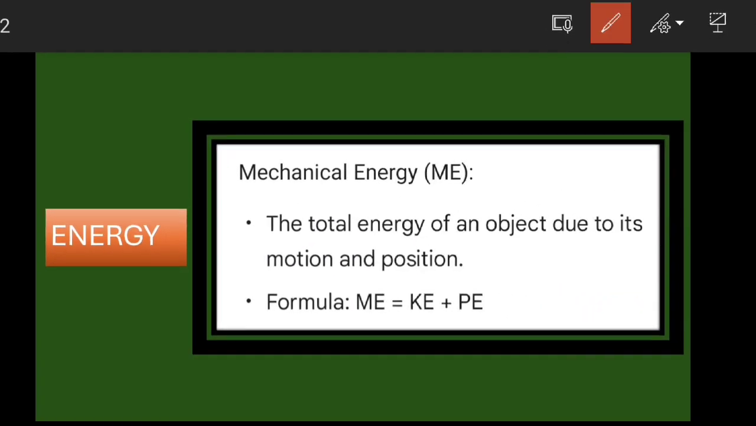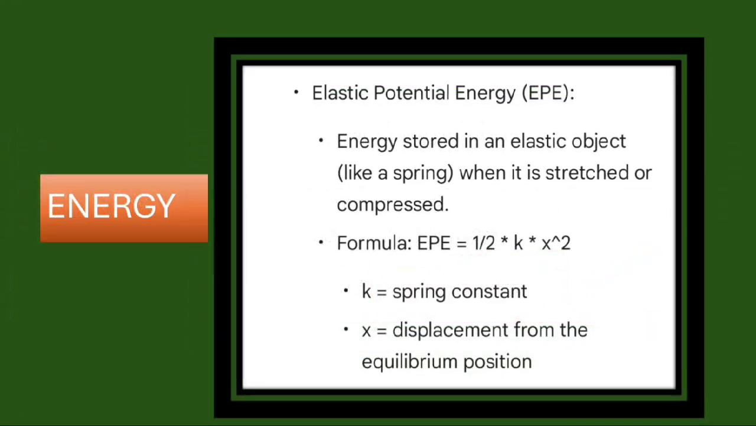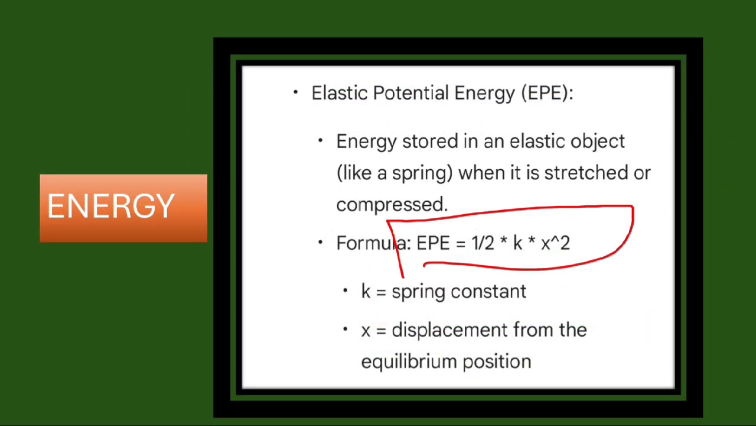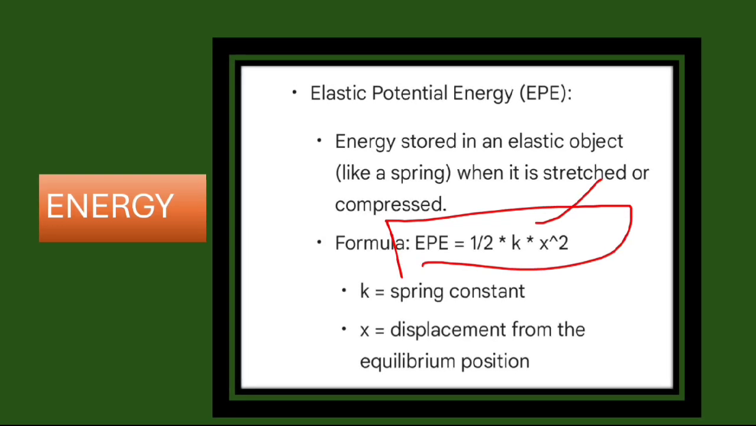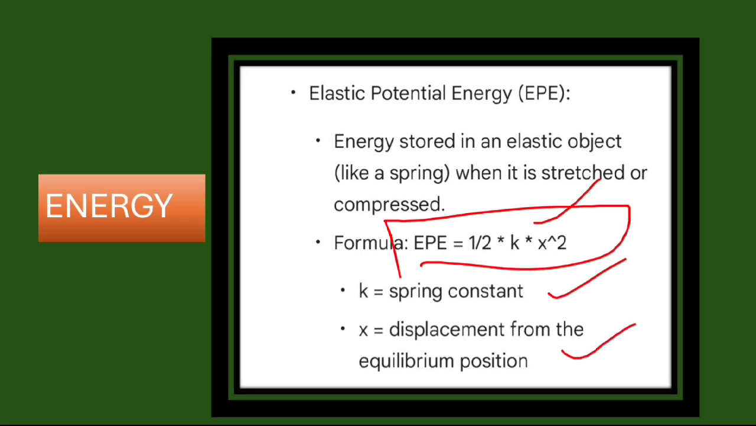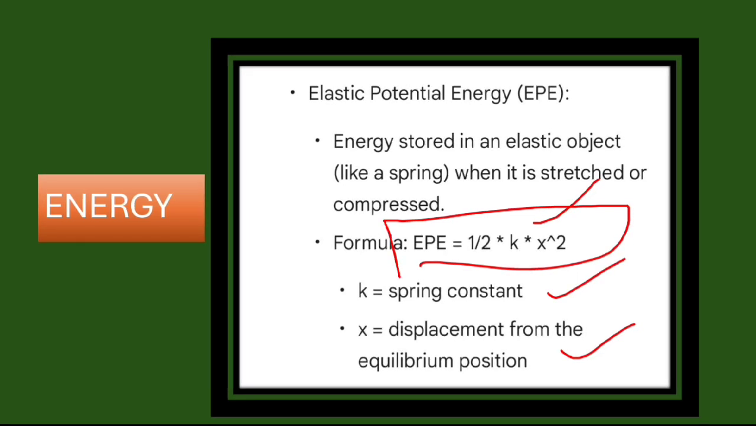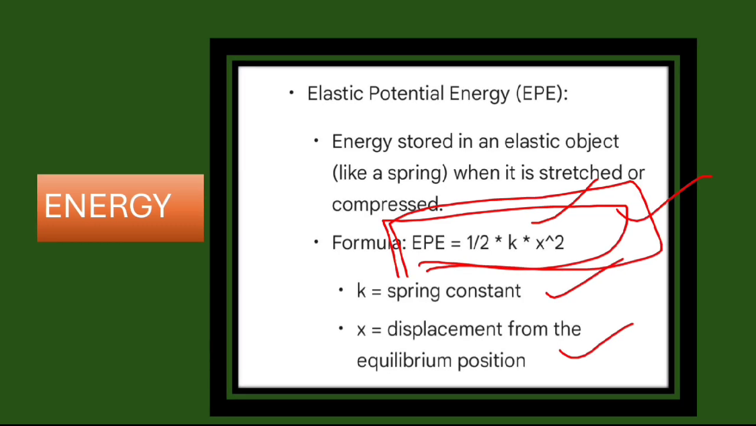Next, mechanical energy. It is the summation of kinetic energy and potential energy. Then elastic potential energy, which is half into k into x square. So k is the spring constant, x is the displacement from the equilibrium position. So half k x square is the elastic potential energy, very important.